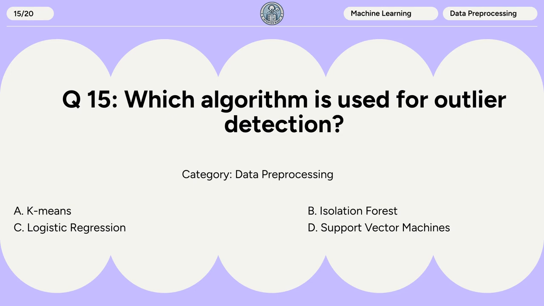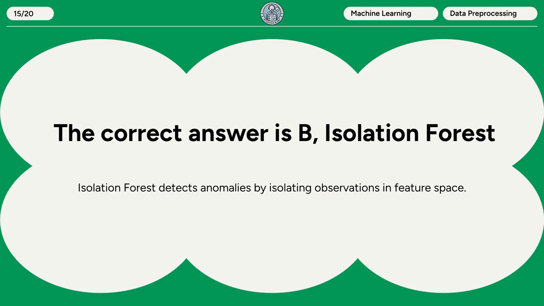Question 15. Which algorithm is used for outlier detection? A. K-means. B. Isolation forest. C. Logistic regression. D. Support vector machines. The correct answer is B. Isolation forest. Isolation forest detects anomalies by isolating observations in feature space.